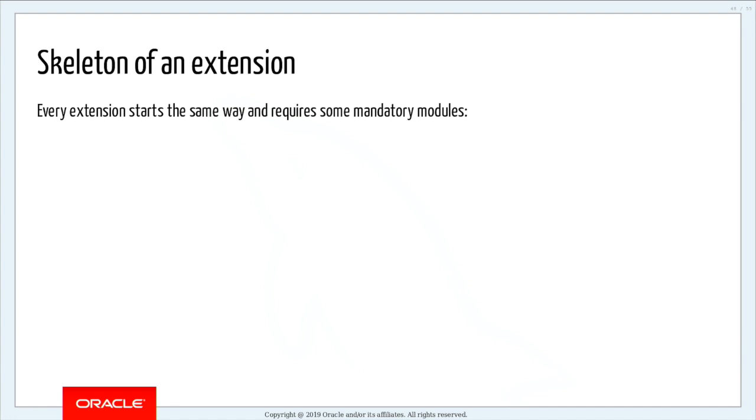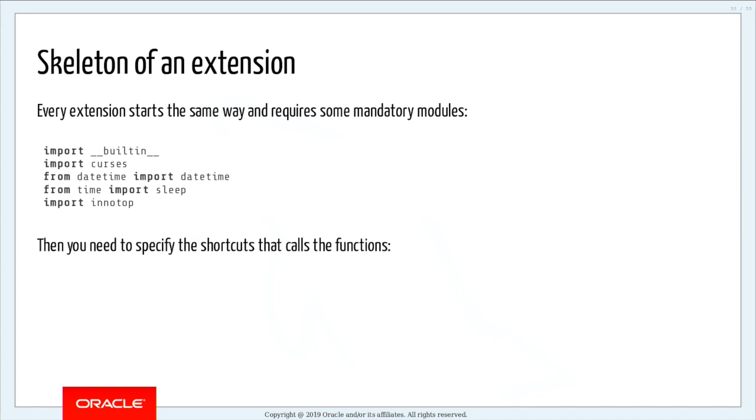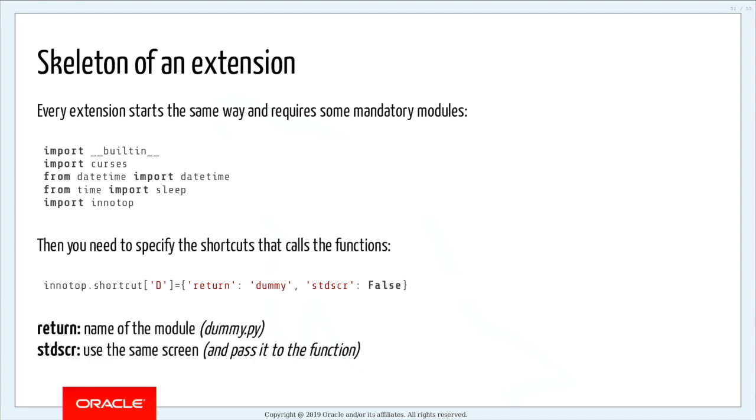And every extension starts the same way. It is mandatory to use it like that. This is just the extension to be able to extend Innotop in the shell, right? And then you need to say, okay, if you want to have some keys, like the D to have a detail of a statement, or the K to kill a session, these are the shortcuts. So if you want to create shortcuts, you just do it like this. In your module, you define what the shortcut is and what function the shortcut should do.